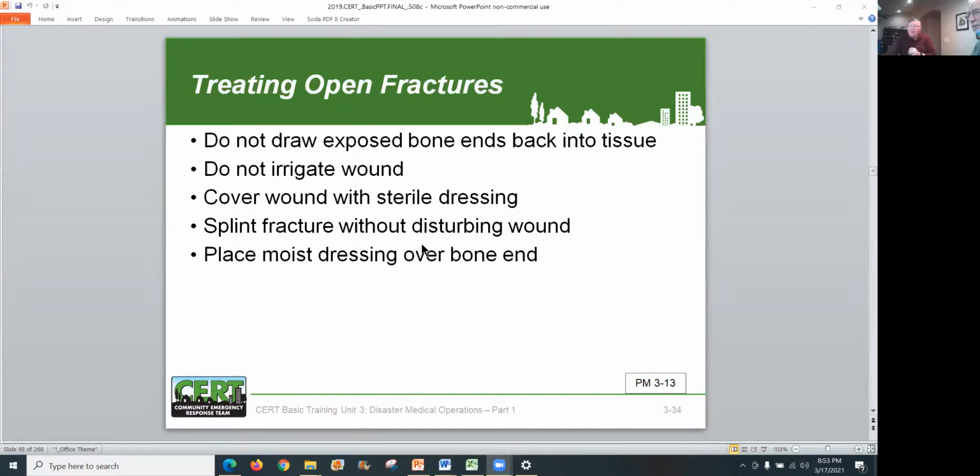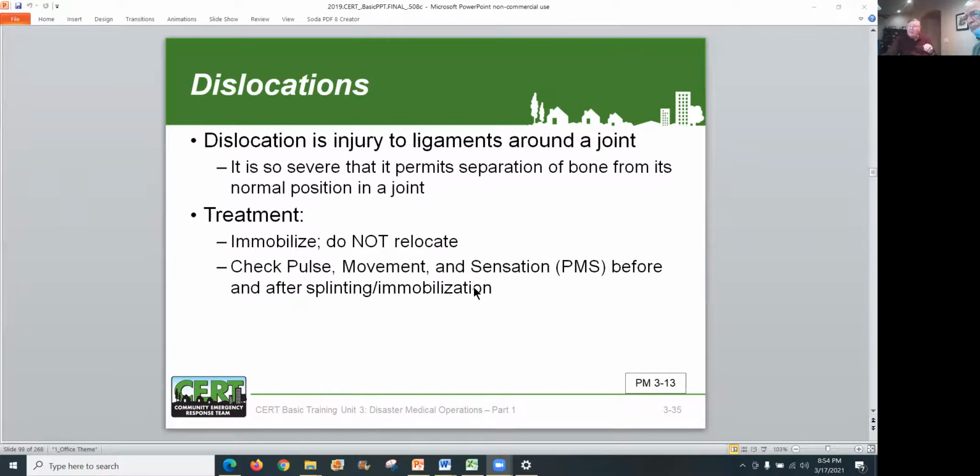Here's the things we don't do with those. Do not draw exposed bone back into the tissue. You keep that exposed where it's at. You do not irrigate the wound. You cover the wound with sterile dressing, splint the fracture without disturbing the wound, and place a moist dressing over the bone. That's to keep it from drying out.